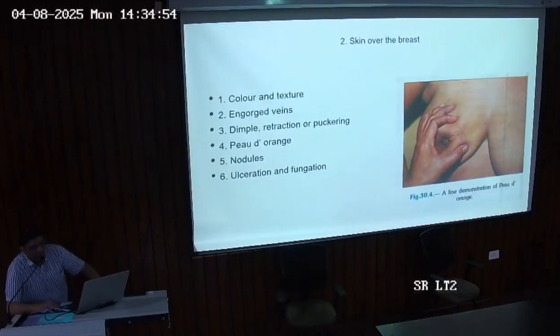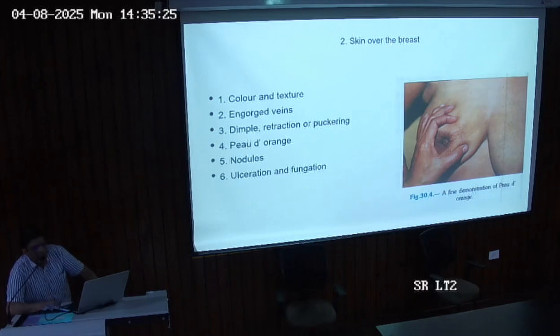Now on inspection, you should look at the skin over the breast for color and texture, because venous congestion may be there, or malignancy, or hemosiderin deposition. Engorged veins can be there. Dimple retraction or puckering may be present. Why is there dimple formation? Because of the involvement of Cooper's ligaments, as we discussed. Puckering is because of the involvement of the superficial fascia.